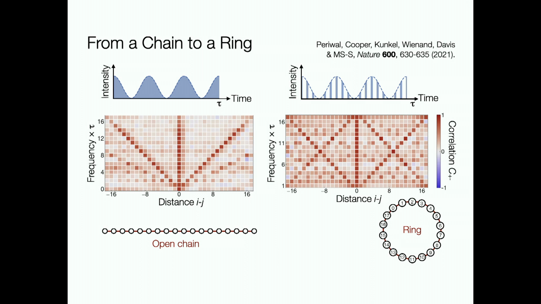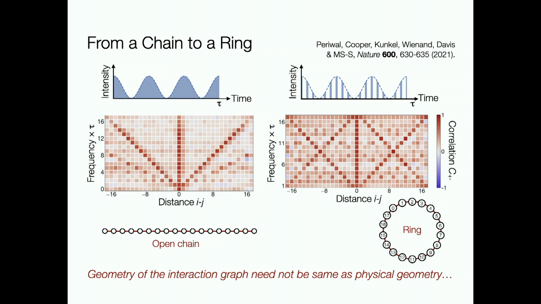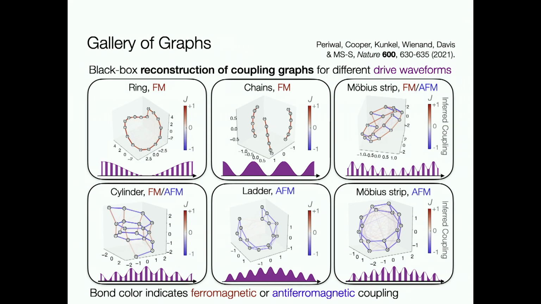So that starts to illustrate that one can have in the lab some interaction graph whose geometry doesn't need to be the same as the physical geometry of the sites in my array. And with that general principle in mind, we can now play games with applying different modulation waveforms to our system and generate a whole range of different interaction graphs. So we could have this ring, with nearest neighbor interactions and periodic boundary conditions, but we can also add additional frequency components to make, let's say, a Mobius strip, or a cylinder without the twist, or this ladder-like geometry, just by changing the waveform shown here in purple that we apply with the light.